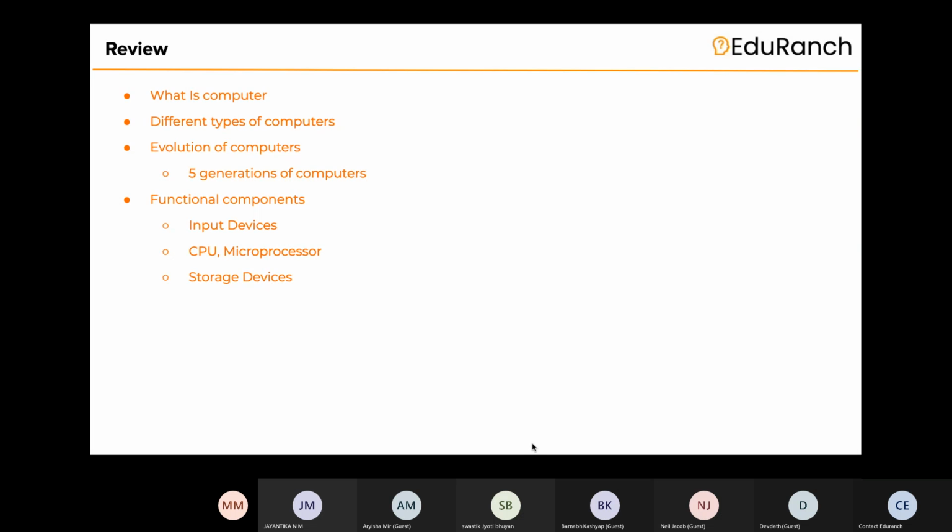So far, clear, guys? Yes, sir. Okay, great. So what have we learned so far? Sir, we learnt about the parts of the computer, the evolution of the computer, who invented the computer. We have seen the functional components, input devices, output device, CPU, microprocessor. We have learned something about some small storage devices also, right? Yes, sir.